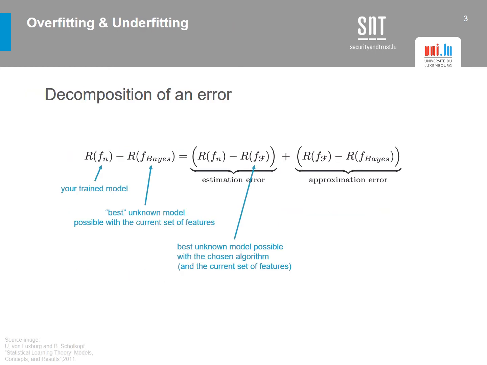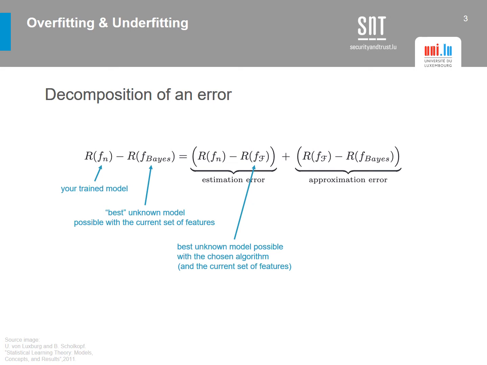To learn what overfitting and underfitting are, we need to understand the decomposition of an error. In the equation here, we have different types of classifiers represented by the letter F. Let's review them for the moment. Let's say Fn is a model that we train on some data. Now F-base is a theoretical model, which is the best model that is possible with the current set of features that we have, with the data that we have, with the information that we have.